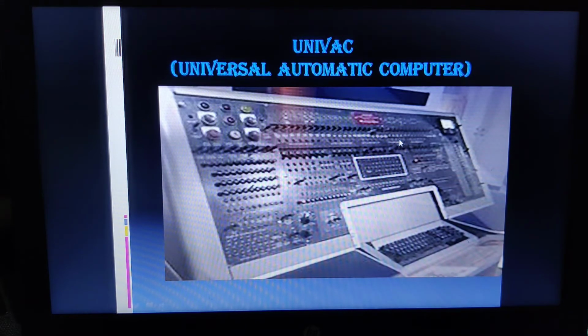One question they'll be asking you: name the computers that are the examples of the first generation. Then you have to mention ENIAC, UNIVAC and EDVAC. So these are the examples of the computers that had come into existence during the first generation.